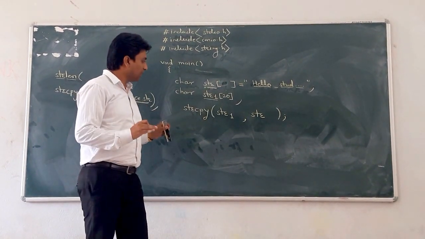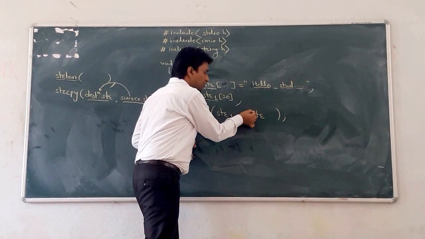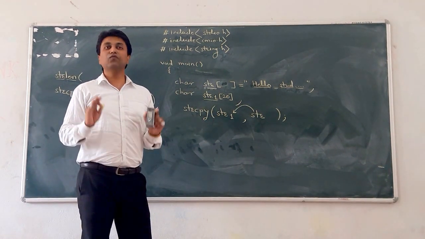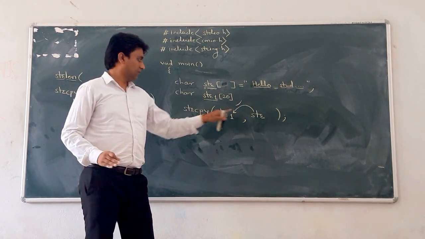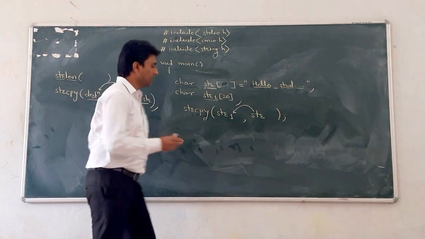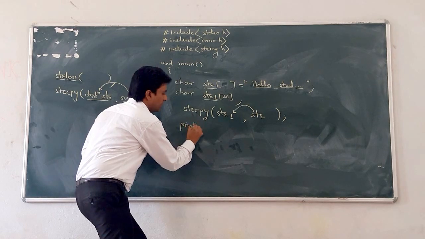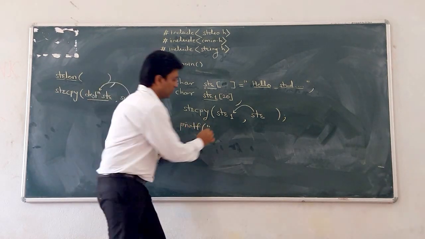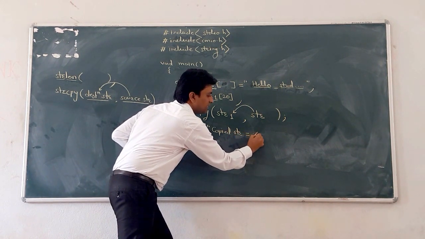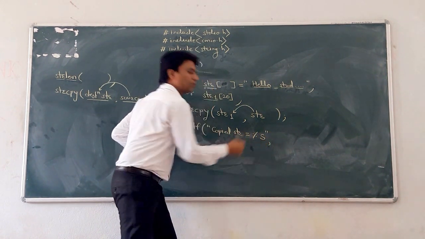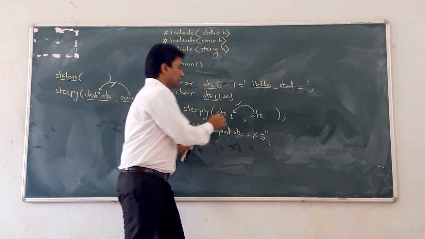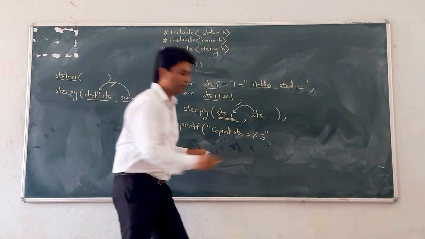Okay, so what happens now? Whatever string is in str is copied into str1. If you want to check whether that string is actually copied or not, then write the printf statement. printf, copied string is equal to %s. What do you want to display? A string. So what is the formatting type? %s. Okay, so display this string value str1.